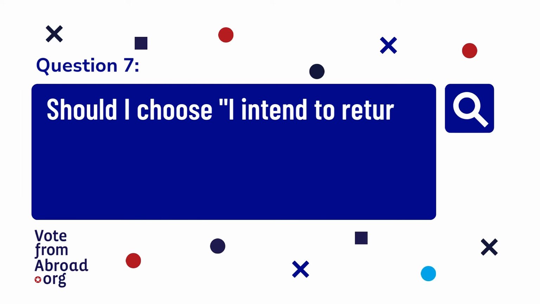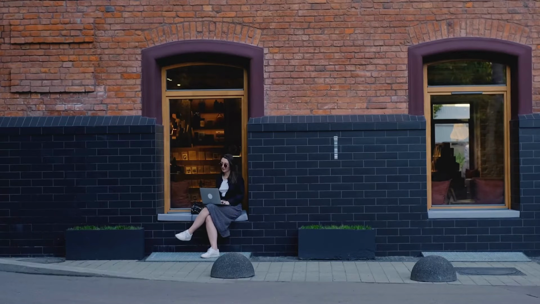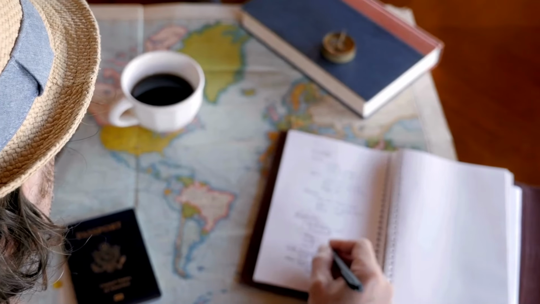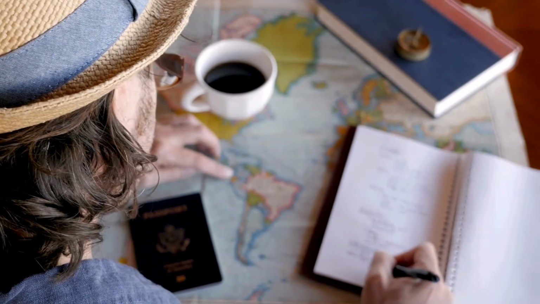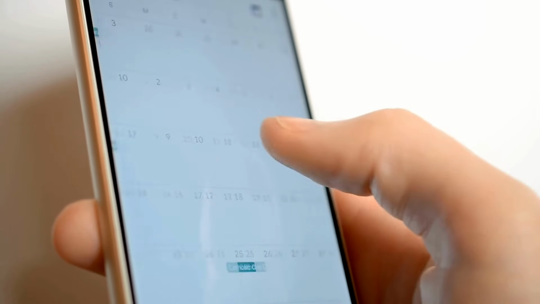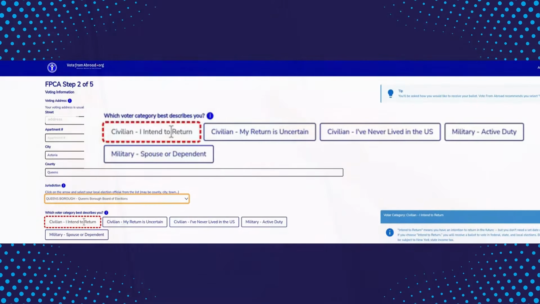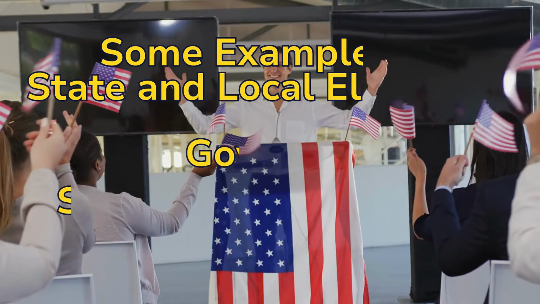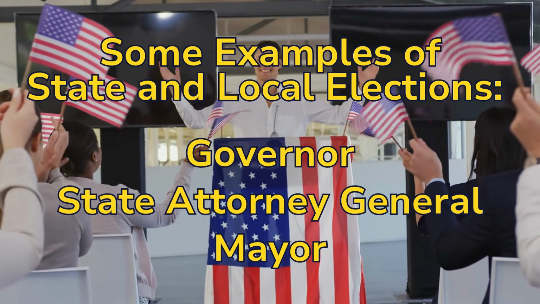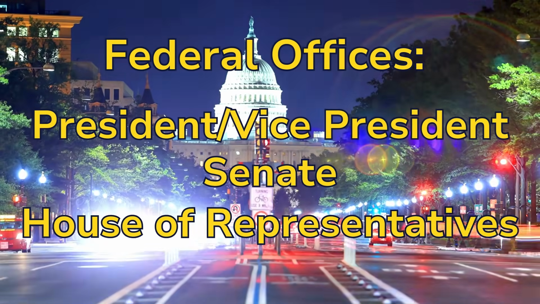Should I choose "I intend to return" or "My intent to return is uncertain"? It is up to you to decide which category to choose. Only you know if you have a current intention to return to live in the U.S. sometime in the future. You do not have to have a plan or a date in mind, merely an intention. Every state will send you a ballot, including both federal and state races, if you intend to return. Some states will only send you federal offices if your return is uncertain.